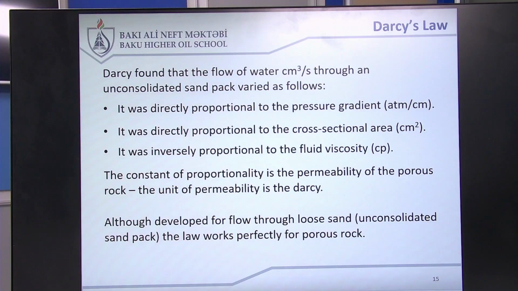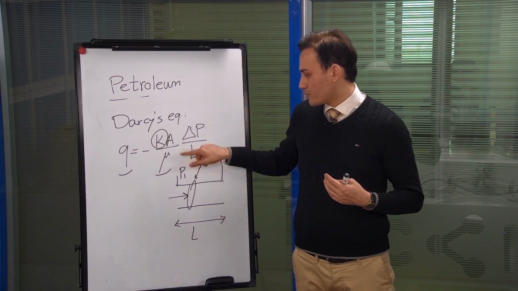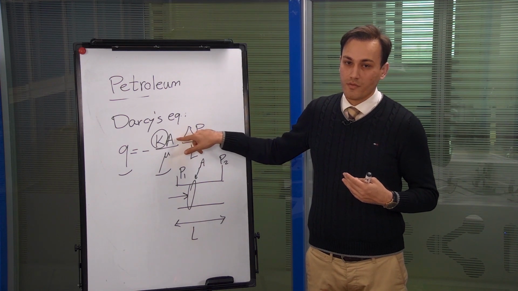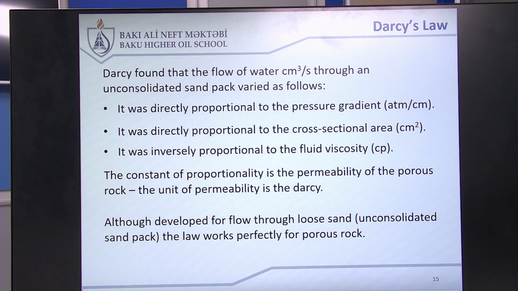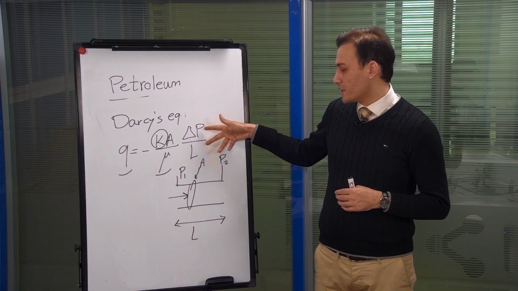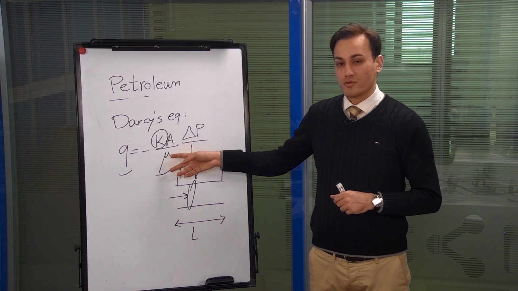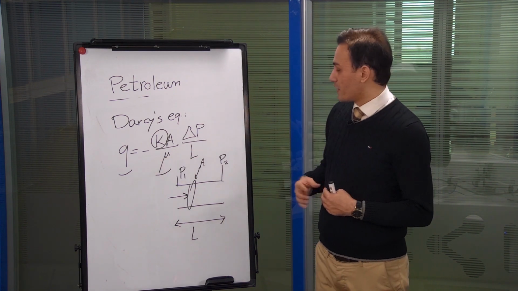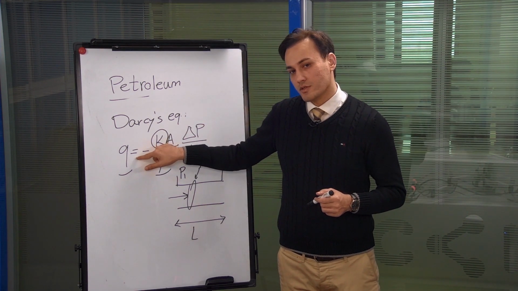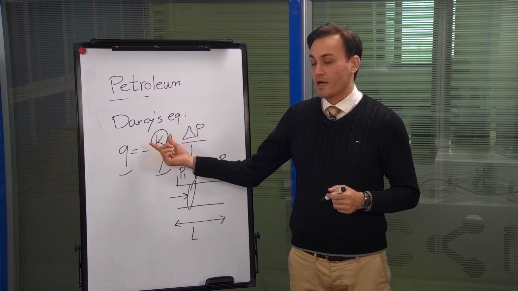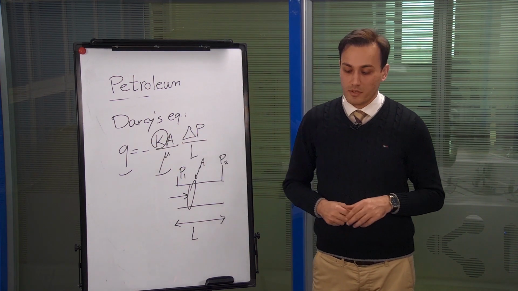Here you can see that Darcy found that when we have flow, the rate is directly proportional to the cross-sectional area. So if we have a wider or bigger cross-sectional area, the flow is higher. Also, it's directly proportional to the pressure gradient and inversely proportional to the viscosity. He put them all together in one equation, and then he changed the proportionality sign to an equal sign by adding a coefficient, and that coefficient is called permeability.